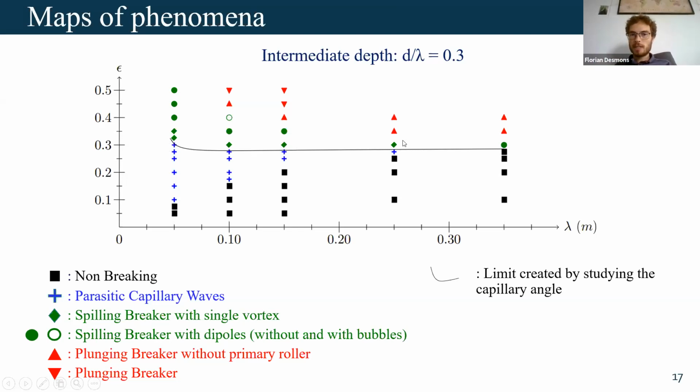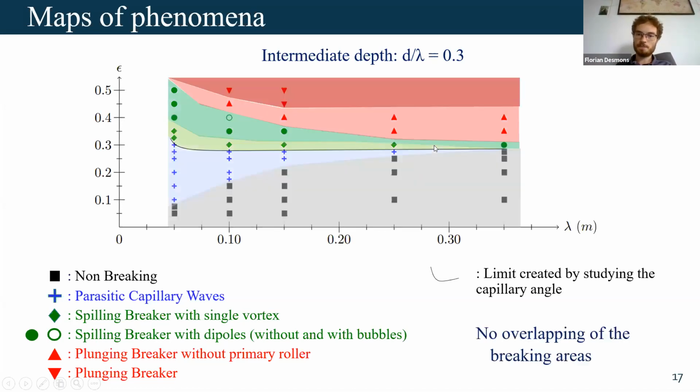What you can see also here is the limit in the curve. This limit was created by studying the capillary angle, so the breaking criterion that I've shown before. I've taken all of the minimum values of the parasitic capillary waves breaking and the spilling breaker. I have reconstructed a function in order to predict the minimum value of the capillary angle, and I have, as a result, this kind of curve if I put it at 90 degrees, which is the separation between both breaking types. So this is what I have obtained.